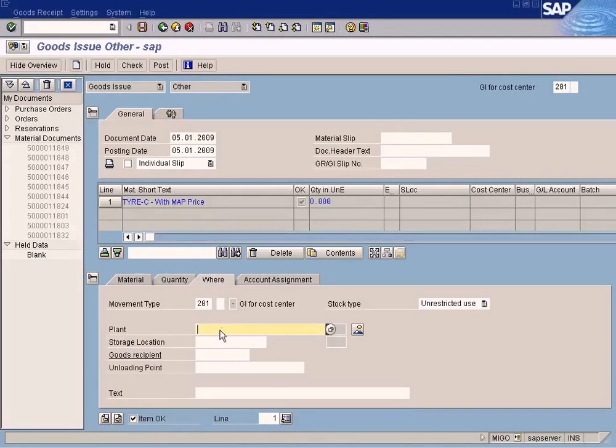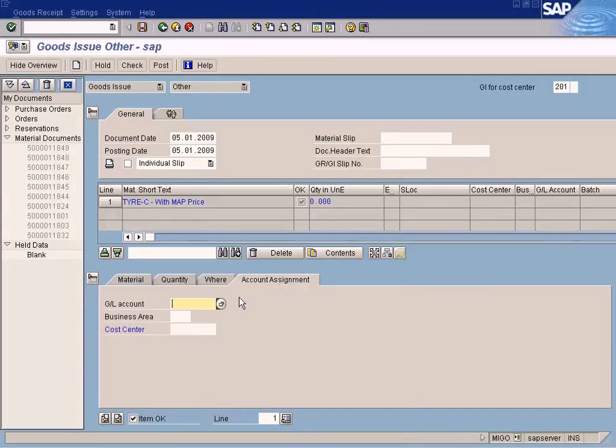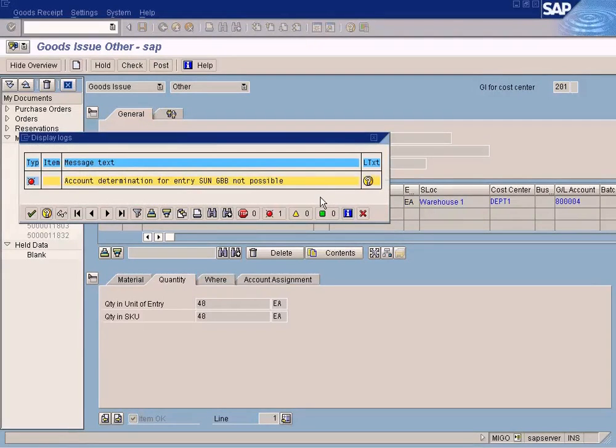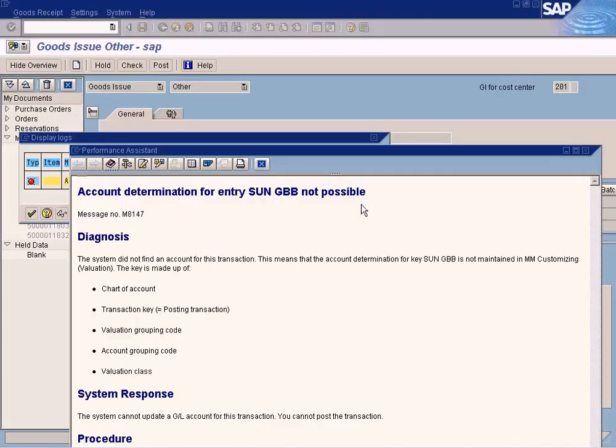Tire C, enter. Quantity 10. Oh, 48, sorry. Where plant NY, storage location WH1, account assignment this, department 1, enter, check. Okay, document is okay. Now we are going to post it. So quantity is okay. Post.